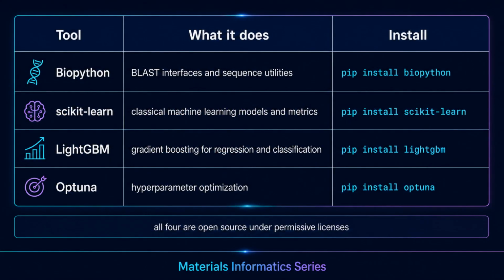Here are the key tools we've used. BioPython provides BLAST interfaces and sequence utilities. Scikit-learn offers a wide range of machine learning algorithms. LightGBM excels at gradient boosting for regression and classification. Optuna handles hyperparameter optimization elegantly. All are open source with permissive licenses.